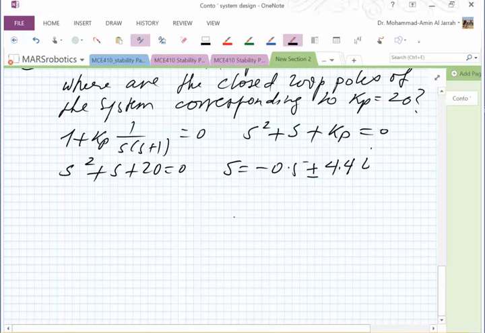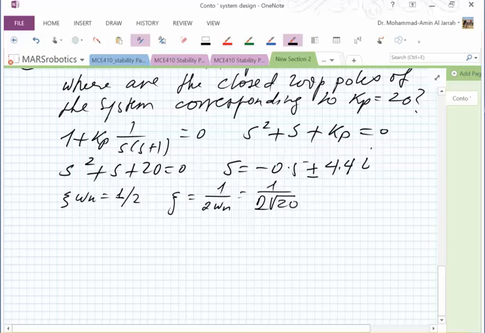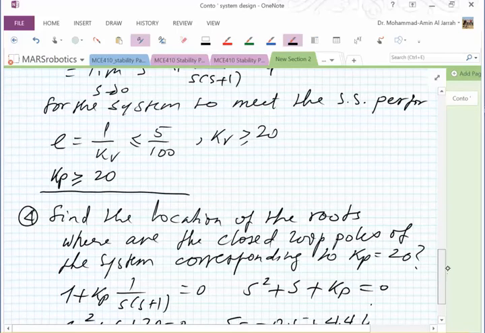Now what is the value of zeta here? Zeta omega n equals what? Equals 1 over 2, right? 0.5. And therefore zeta equals 1 over 2 omega n, and this is 1 over 2 square root of 20. So what is the value of zeta? It's about 0.11. Okay, so 0.11.